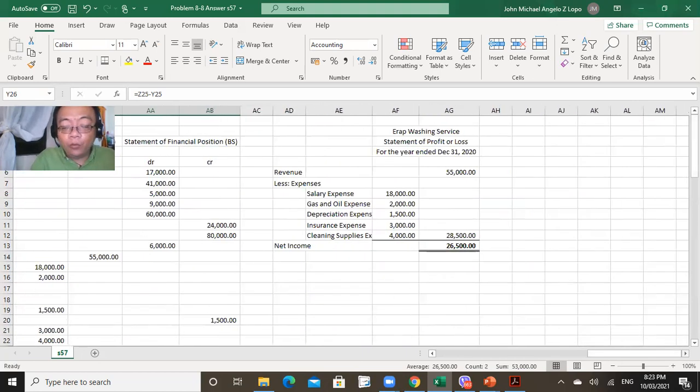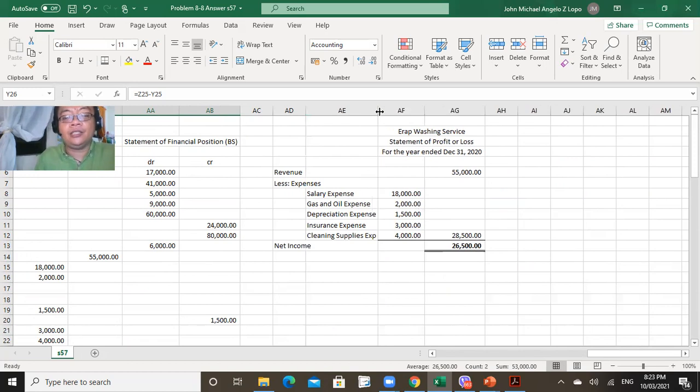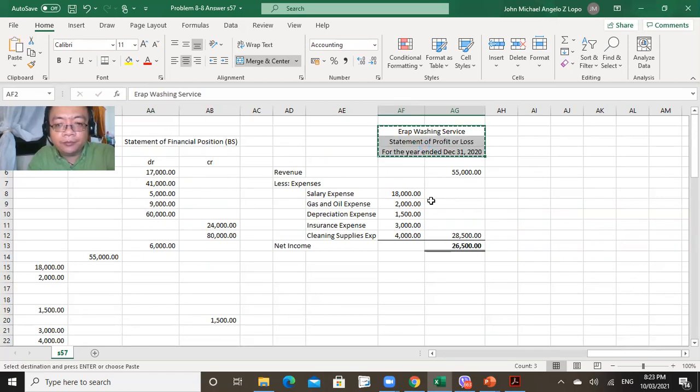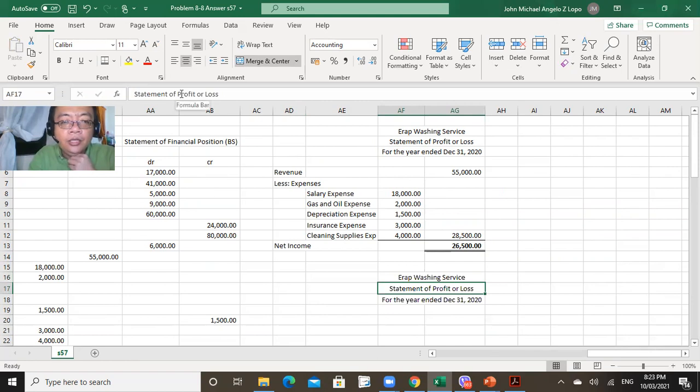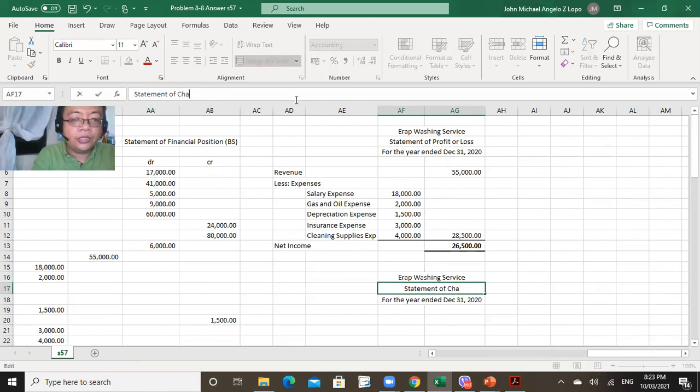By the way, we are now in the financial statements already: statement of profit or loss, statement of equity, and statement of financial position or the balance sheet. Statement of cash flows will follow. We will discuss that in our last part, which is your FS analysis and cash flow. Next is the preparation of your statement of changes in equity.